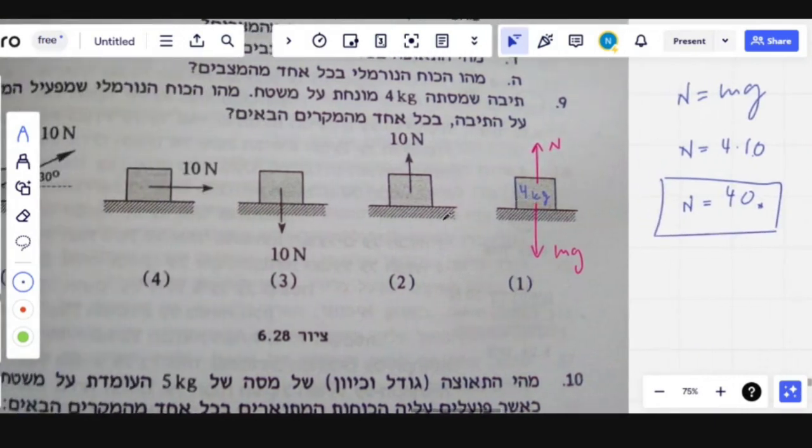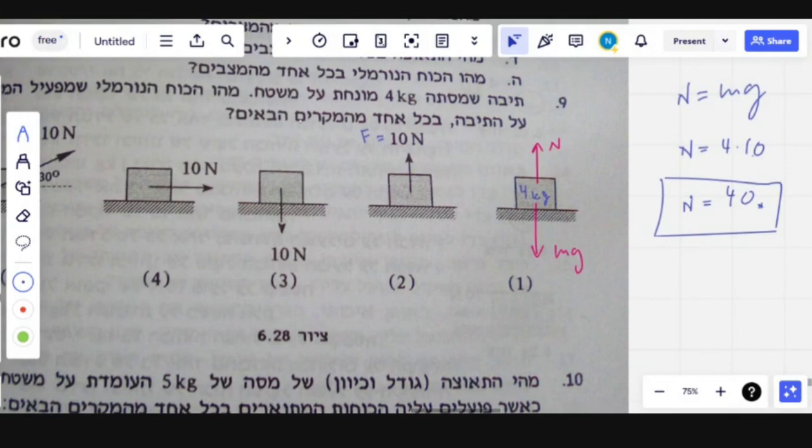All right, second case. Here we have a box on the table, but now we have a force of 10 N upwards. Yes, it's a 10 newton force. Don't confuse it with the normal force. The N here means 10 newtons acting on it. There is a force of 10 newtons upwards acting on this box, and we need to find what the normal force is.